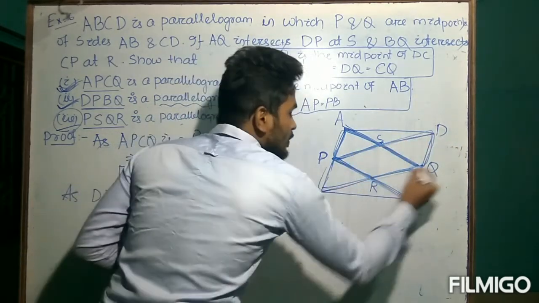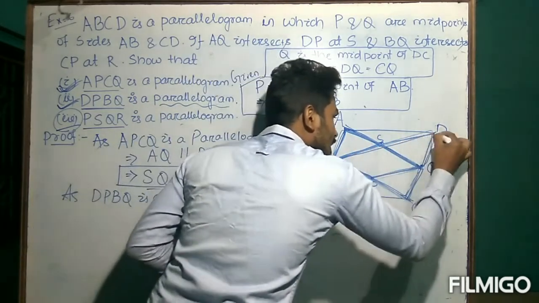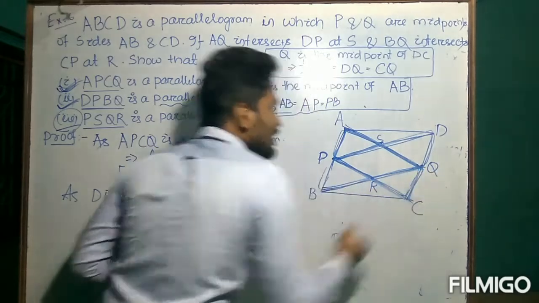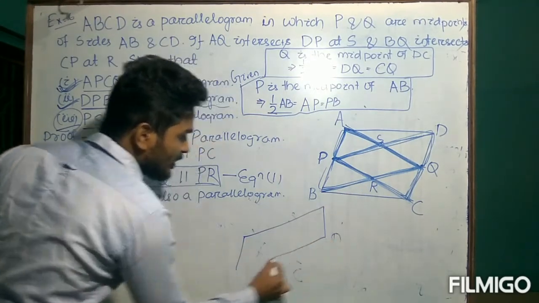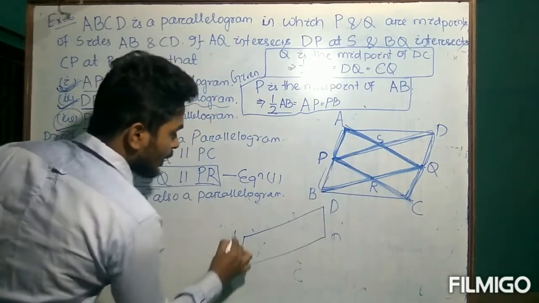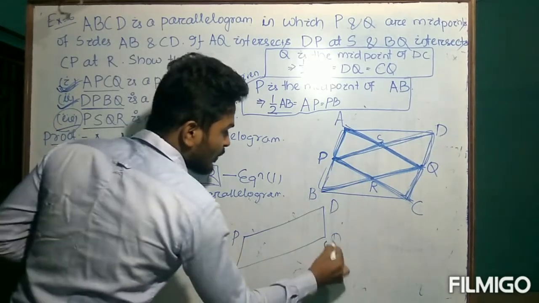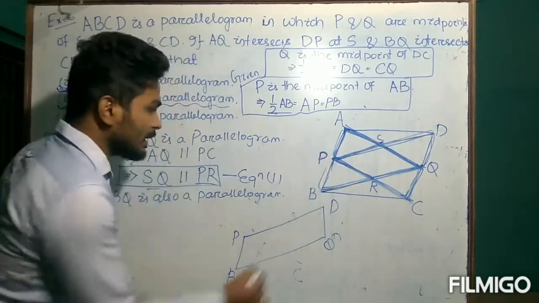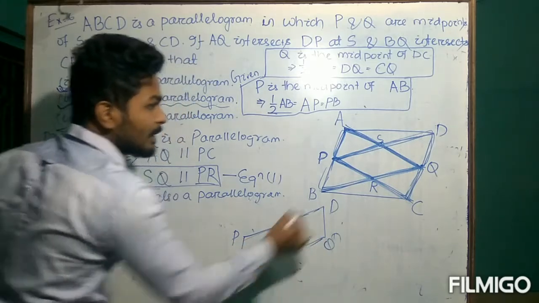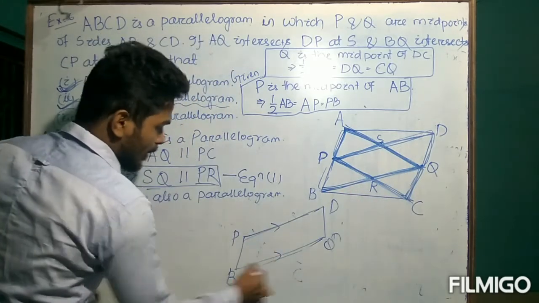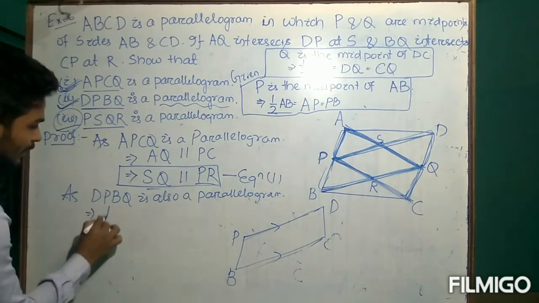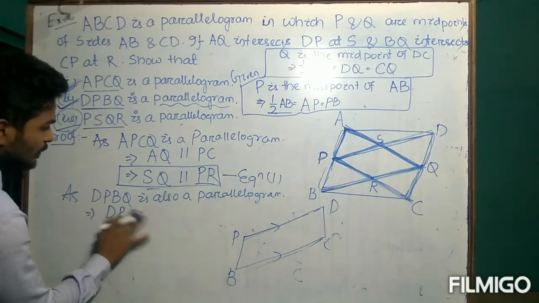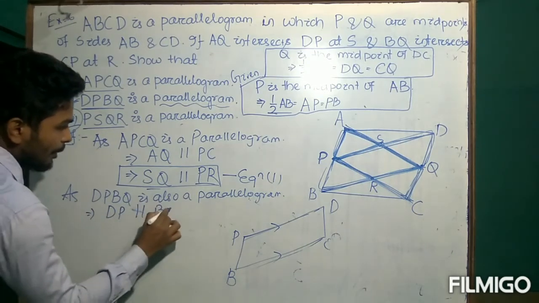See this one. Can we write this side is parallel to this side? Yes, we can, because we are considering which quadrilateral? DPBQ. So we can write that DP, that means this side, is parallel to this side BQ. Okay, we can write they are parallel. So let us write that DP is parallel to BQ.